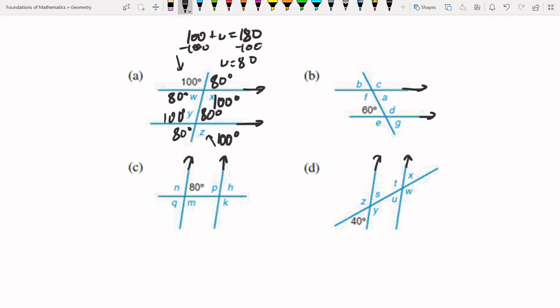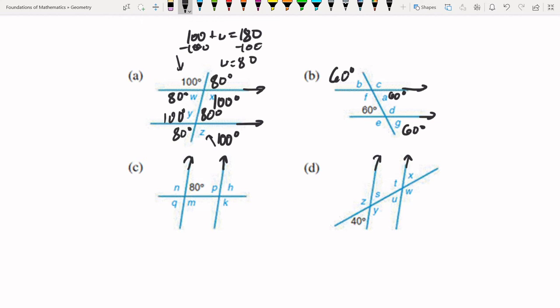All right, part B. 60 degrees is that angle. We know G must also be 60 degrees. Alternate interior and exterior angles are congruent, so B must be 60 degrees, and A is also 60 degrees. Those are both on alternate sides of the transversal.